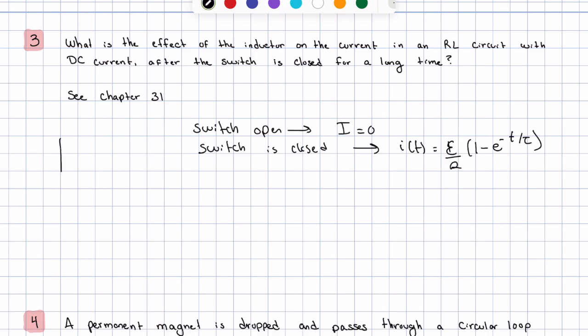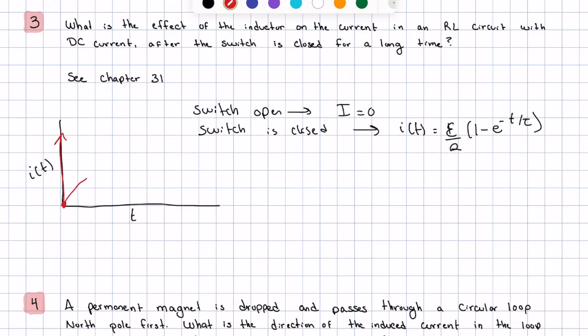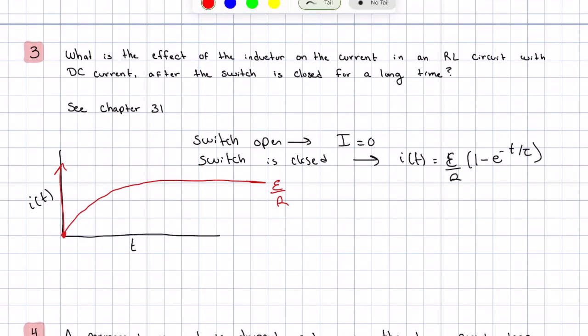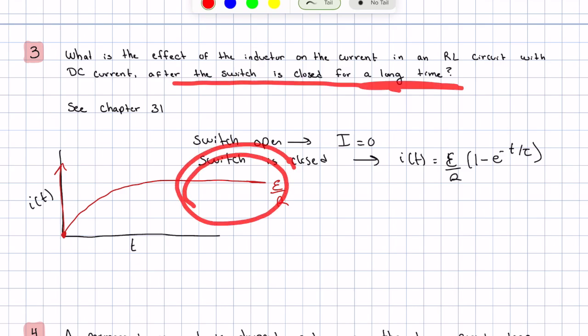So what I mean by that is here, this is our graph. We have current with respect to time, and then we have time. If there was no inductor, the switch would close, and the current would immediately increase to its maximum value. When we have an inductor, it takes some time to increase, but eventually it does reach its maximum value, and it stays there, where its max is E over R. So when it says here, the switch is closed for a long time, it's talking about this region here.